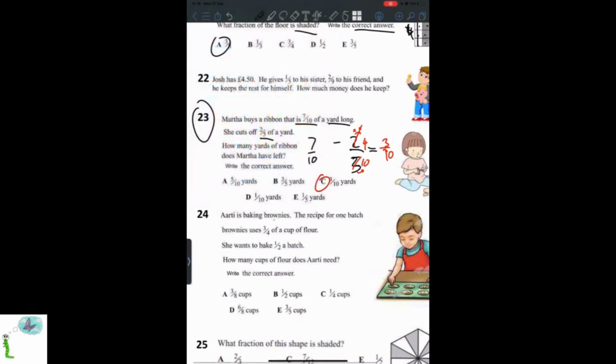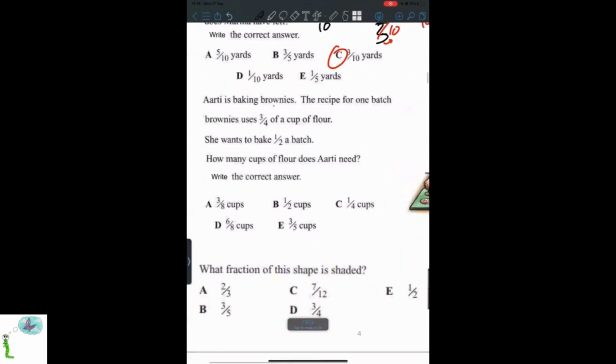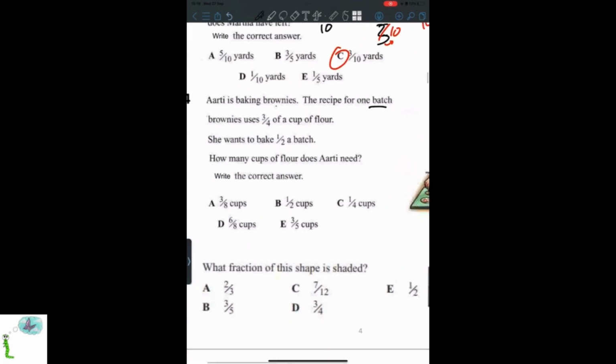Question 24. The recipe for one batch of brownies uses 3/4 of a cup of flour. She wants to bake half a batch. Okay. Three-quarters of a cup of flour.